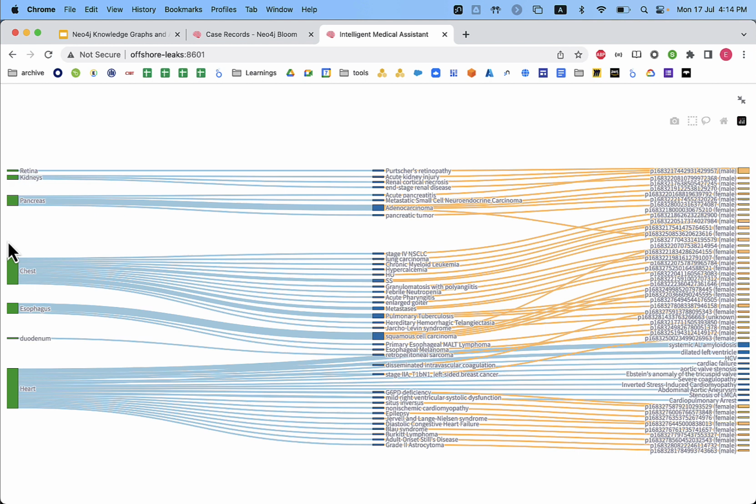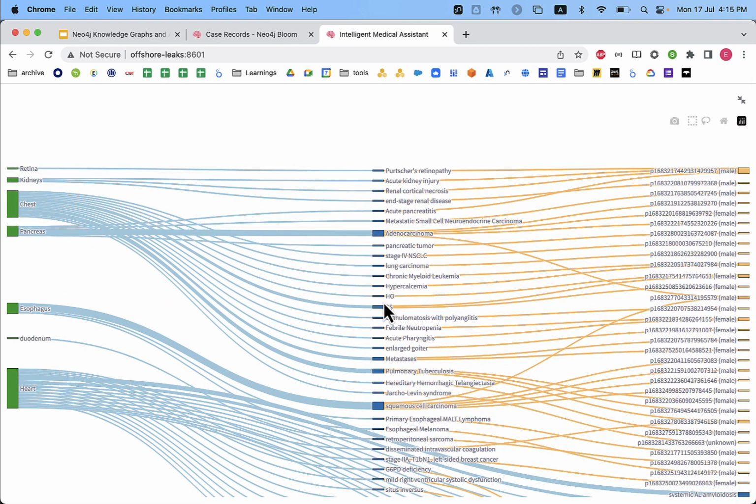The green nodes are the body parts. The blue ones are the diseases, and then the orange nodes are the patients. As you see here, if I take chest, there are a lot more diseases that affect predominantly the chest. And then I see so many patients who are affected by these diseases. There is one patient who is affected with both cell carcinoma and adenocarcinoma. So one of them affects the pancreas and one of them affects the chest.